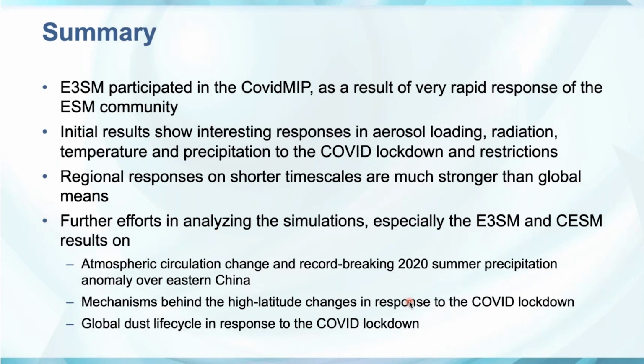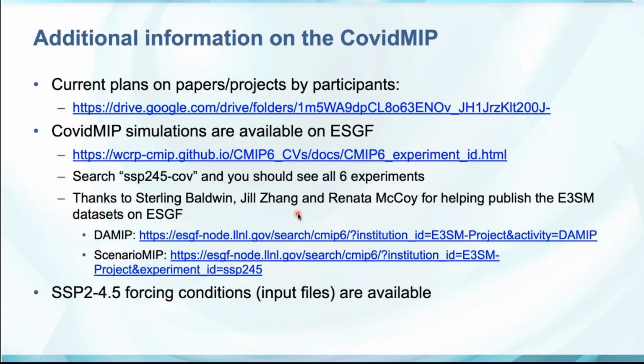We do have further ongoing effort in analyzing the simulations, especially with the E3SM and CESM models, on, for example, the atmospheric circulation changes and on the East Asia extreme precipitation in the summer of 2020, and also mechanisms behind the complicated high latitude changes in response to the COVID lockdown, and also the dust life cycle response to the COVID lockdown. And I will just put this final slide up for your information.